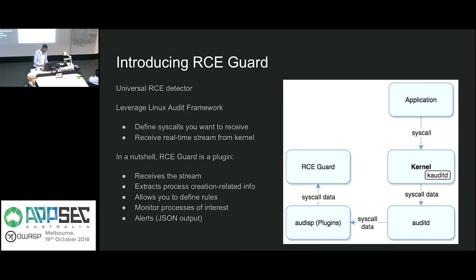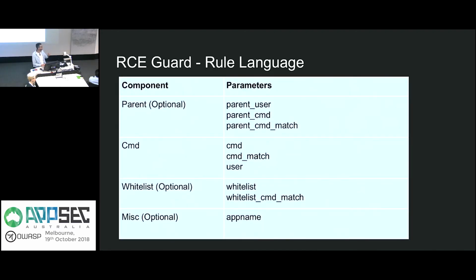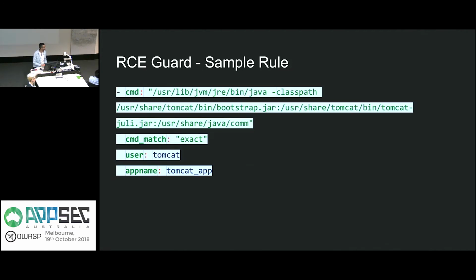Let's look at an example. Or actually, the rule language is very basic. You just tell it what command you're interested in. For example, I could tell it, okay, all the Java processes, I want you to monitor them, and it'll monitor them. And I could tell it, okay, there are whitelisted things that I know my application runs, and there's no problem. And I could give it an app name if I want to. Here's an example of a rule.